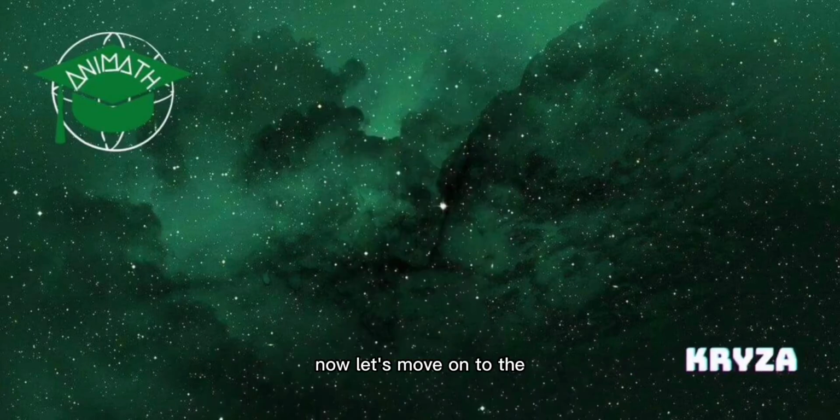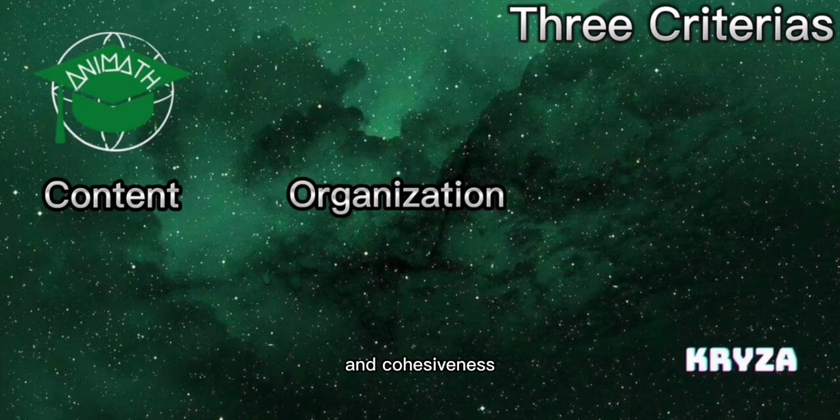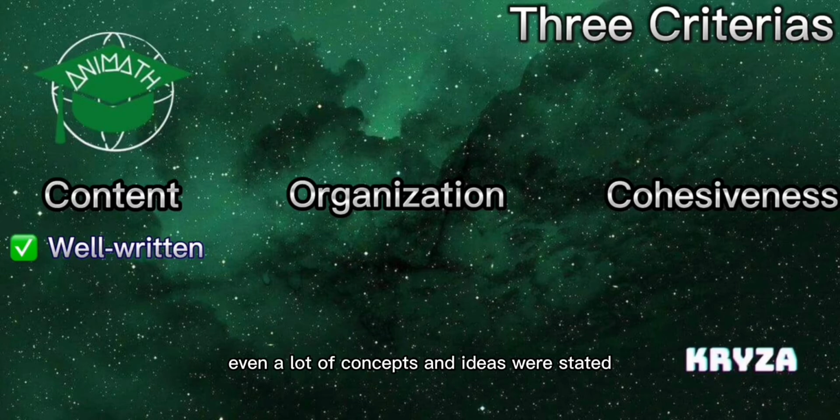Now, let's move on to the evaluation part of our chapter review. We evaluated the chapter based on 3 criteria: content, organization, and cohesiveness. In terms of content, the discussion in the chapter was well written. Even a lot of concepts and ideas were stated. Since different mathematicians were mentioned, along with their contributions, the chapter was understandable and easy to comprehend.